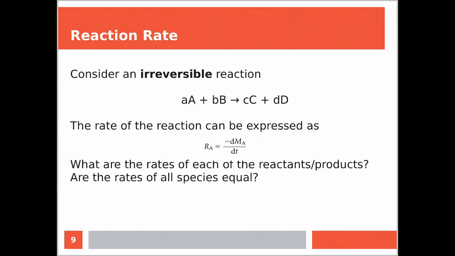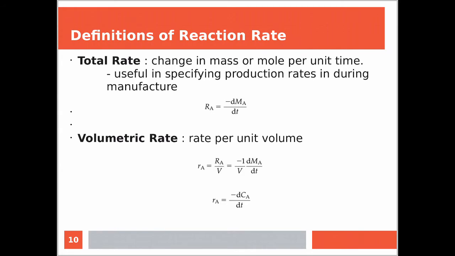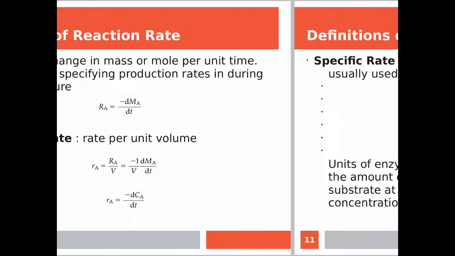Basically, from here, we can just learn about the rates of each reactant and product. So we have the total rate, the rate in mass or mole per unit time. This one is useful in specifying production rates occurring during manufacture. And then we have the volumetric rate. So basically, this is just your total rate divided by the volume, because it's easier to consider the volumetric rate, because in an actual bioprocessing plant, you're looking at the volumes. It's one of the more directly measurable quantities.